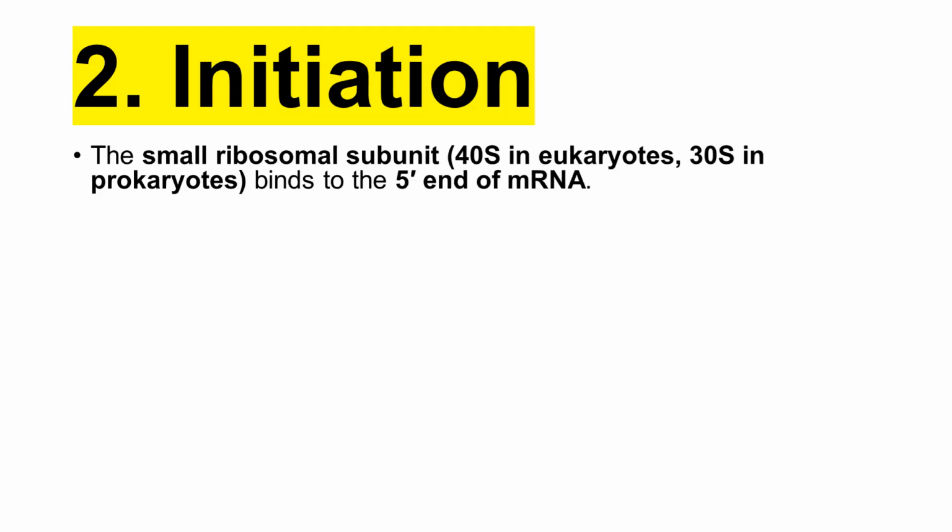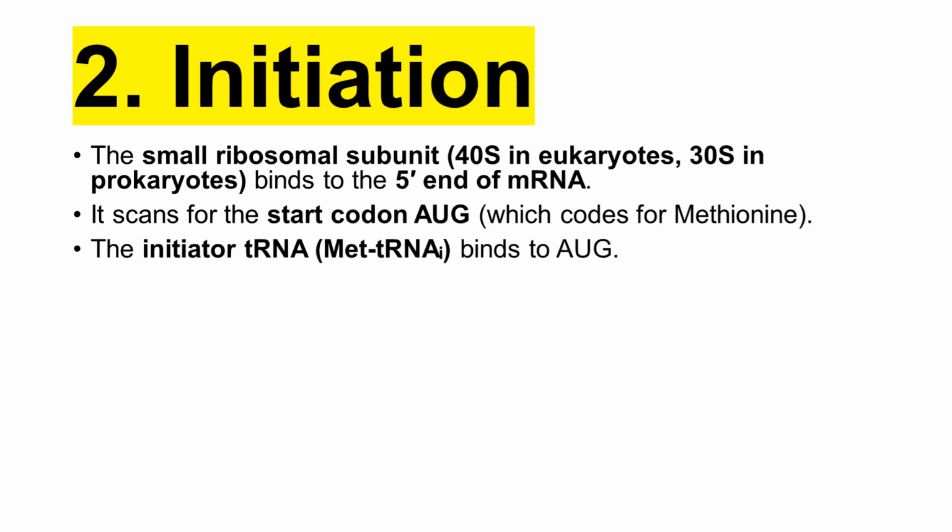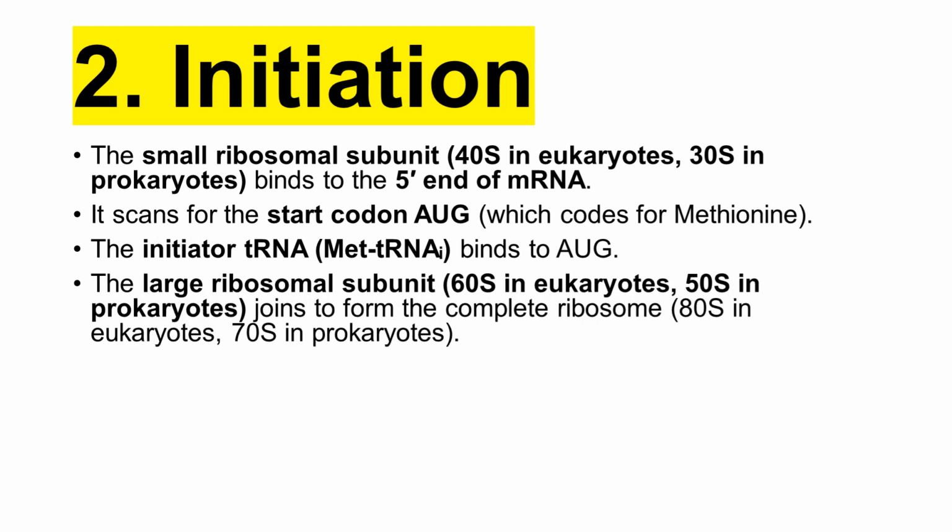2. Initiation. The small ribosomal subunit, 40S in eukaryotes, 30S in prokaryotes, binds to the 5' end of mRNA. It scans for the start codon AUG, which codes for methionine. The initiator tRNA, Met-tRNA, binds to AUG. The large ribosomal subunit, 60S in eukaryotes, 50S in prokaryotes, joins to form the complete ribosome, 80S in eukaryotes, 70S in prokaryotes.